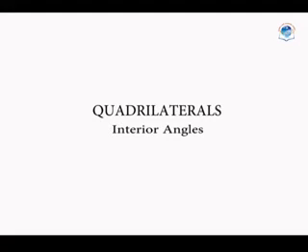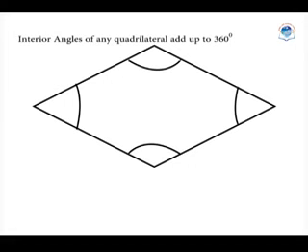Interior angles of a quadrilateral. Angles in any quadrilateral add up to 360 degrees, and these are the interior angles. It is easy to see where that comes from.